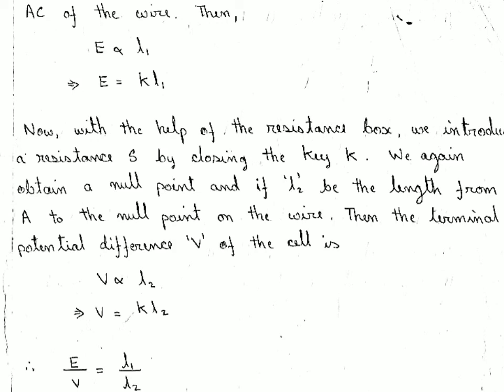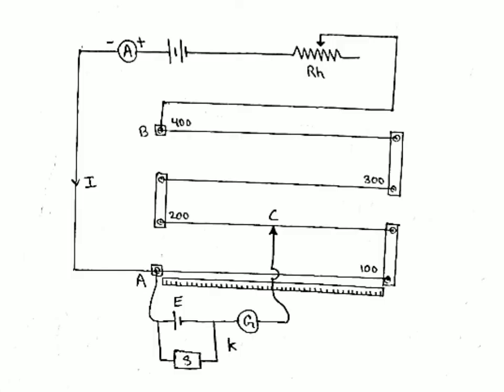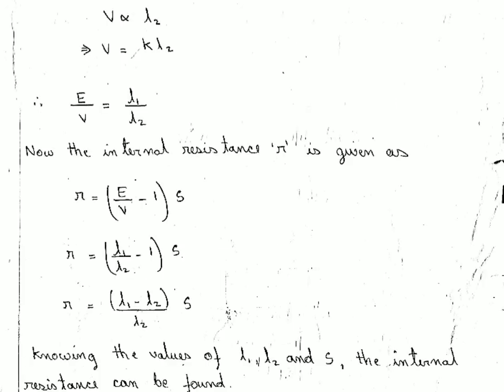Then the next step, after we've got this L1, we close the key. Now with the help of the resistance box, we introduce this resistance S. Again here also after closing the key, we obtain a null point, and if L2 is the length from A to the null point on the wire, then the terminal potential difference V of the cell will be directly proportional to this length L2. Hence we have V equal to KL2.